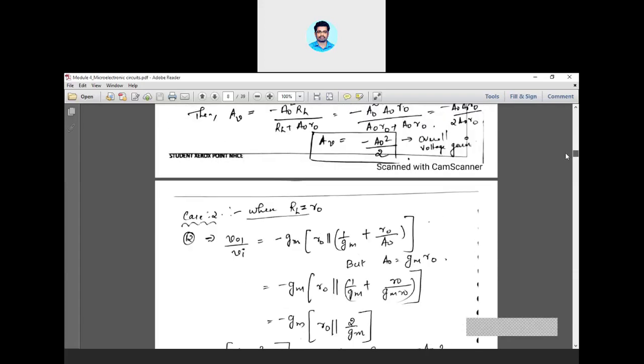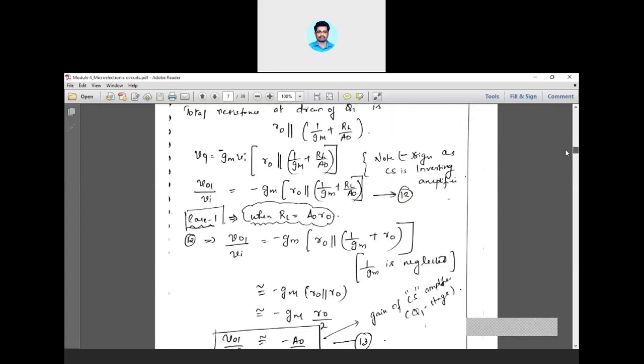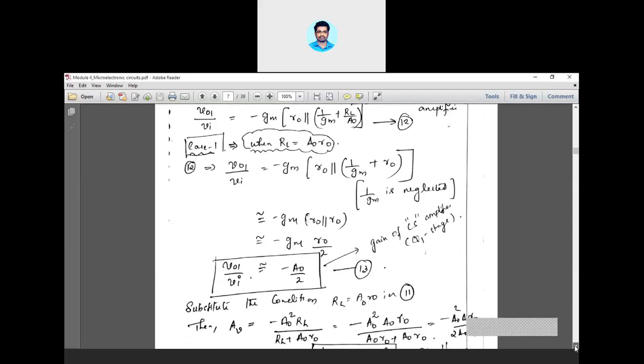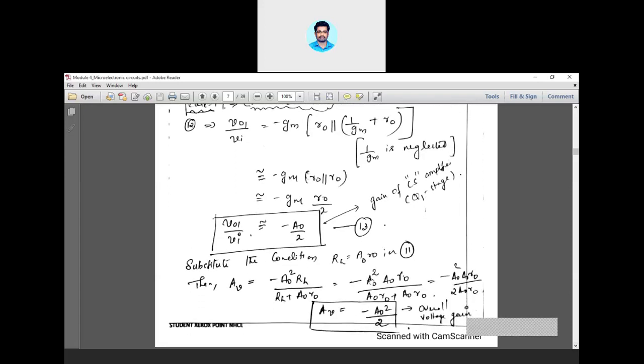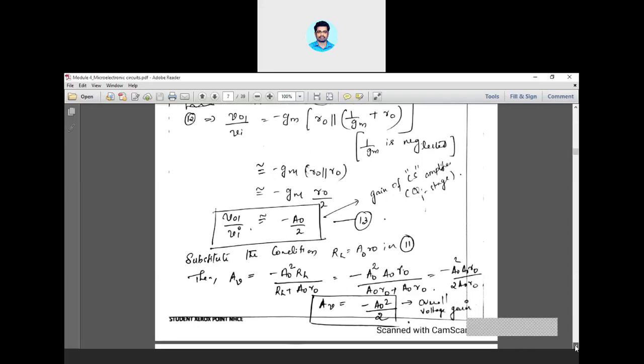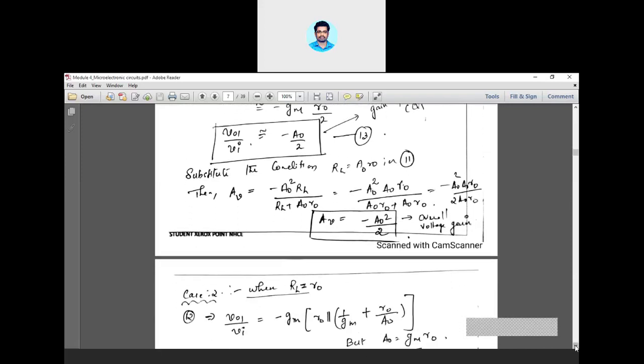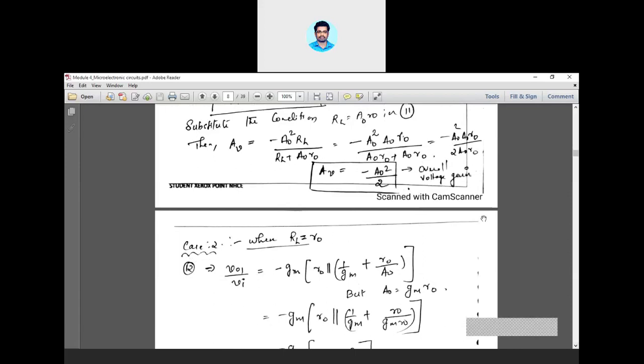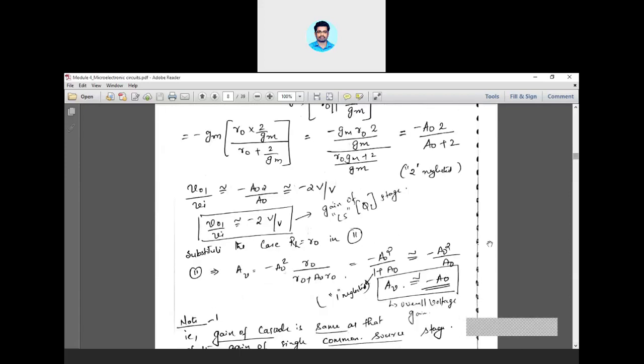It was also shown that your gain varies with your load. Whenever your load resistance RL is equal to A0 into R0, you will be able to achieve a gain approximately equal to minus A0 squared by 2, which is very large. But for the second case, we proved that when you take RL equal to R0, which is quite small, your gain will be just minus A0, which is equivalent to the gain of a typical common source amplifier. So this much gain you can achieve by using a CS amplifier.